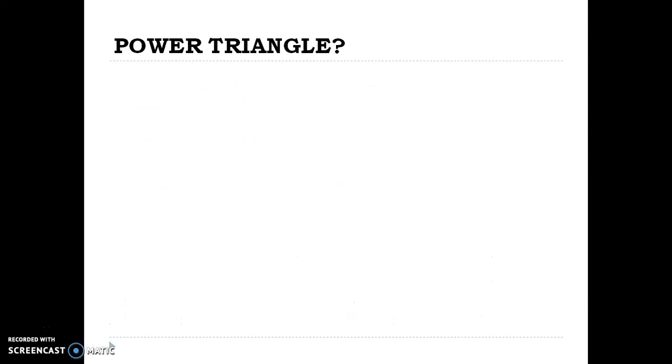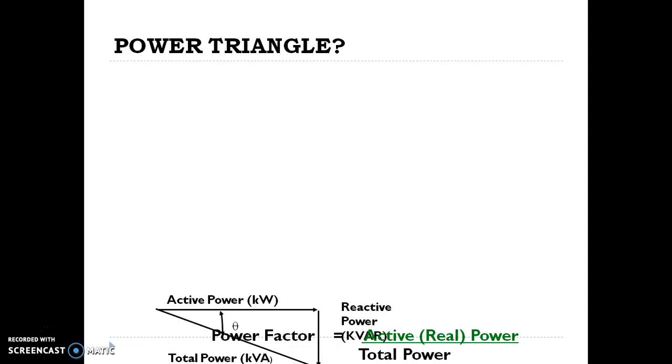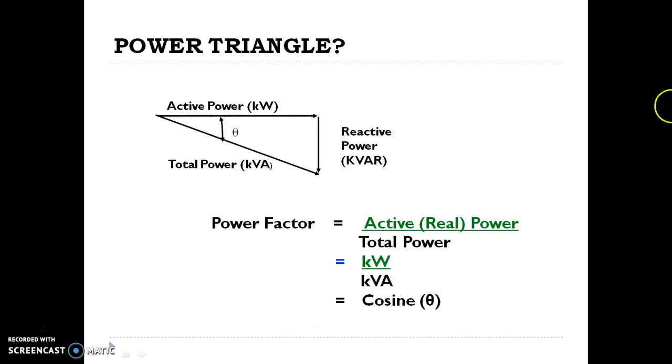Next, we will see the power triangle. What is power triangle? Power triangle is used to find the power factor of an AC circuit system. This triangle we formed with the help of power terms. There are three different types of power terms available. One is active power or real power, its unit is kilowatt. Then reactive power, its unit is kVAr. Then apparent power, its unit is kVA. This is the power triangle.